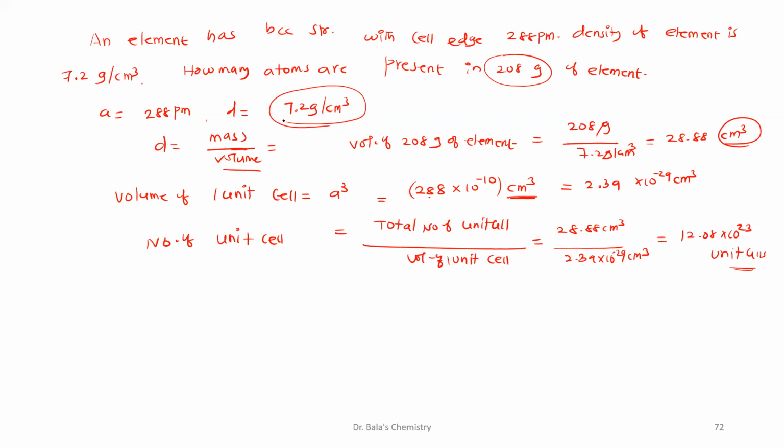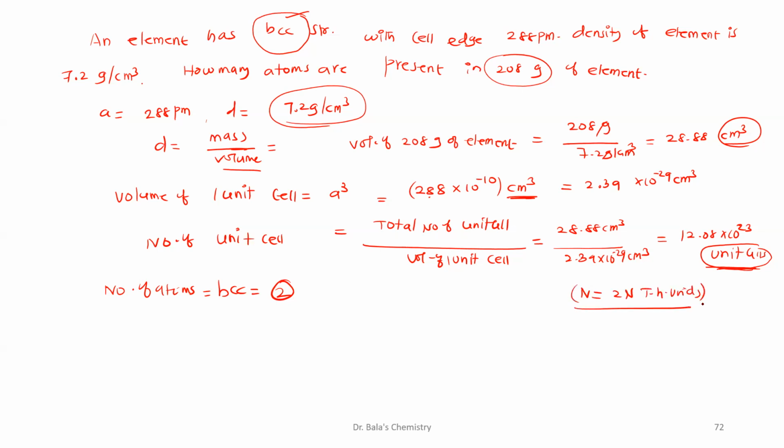So what is the nature of the unit cell they have given? BCC structure. We calculated the number of unit cells. And if it is BCC, what is the number of atoms for BCC? Atoms in BCC is 2. Am I right? So 2 into number of unit cells will give the total number of atoms. N number of atoms means 2N number of tetrahedral voids. You should keep this in mind.